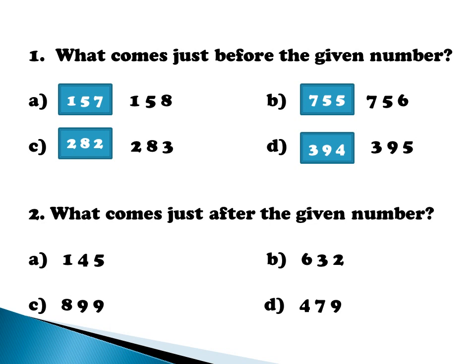What comes just after the given number? Students, here you are going to write down the answer, and after few minutes I will give you the answer. Then you will check your answer and give yourself a star in each question. A 1 star, B 1 star, C 1 star and D 1 star. So total you will get today 4 stars. First you need to write down the answer. I will say the question and you can write down, and then I will give you the answer.